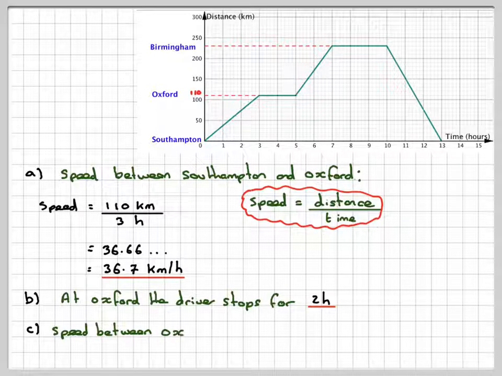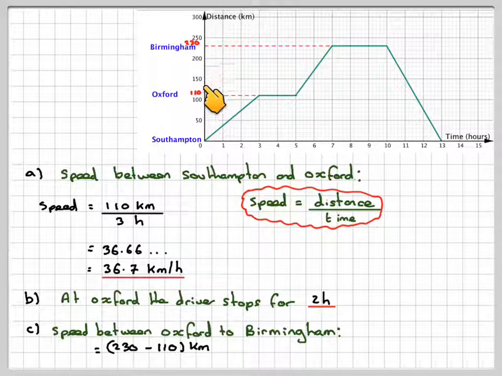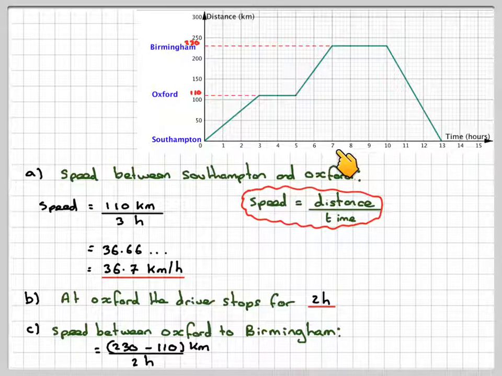The speed between Oxford and Birmingham, so this is this part of the graph. Again, speed is distance divided by time. So Birmingham is going to be at this particular point here, which is 230 kilometres. The distance travelled will be 230 minus 110, and he does that in 2 hours. So we need to do 230 minus 110 divided by 2, which is exactly 60 kilometres per hour. Then at Birmingham, he will stop for 3 hours, and then this is the return journey.